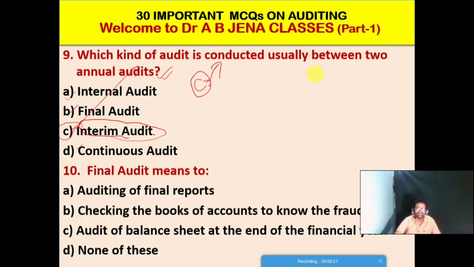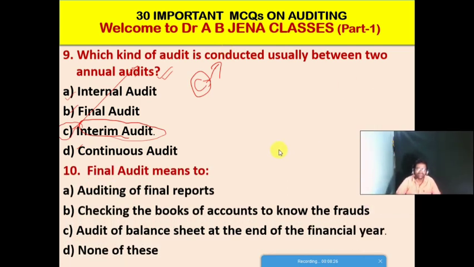So next one MCQ, final audit means what? A, auditing of final reports. B, it's checking the books of accounts to know the frauds. C, it's audit of a balance sheet at the end of the financial year. D, it's none of these. Friends, so C is the right option for this MCQ. Final audit means audit of a balance sheet at the end of the financial year. Friends, so C is the right option for this MCQ.